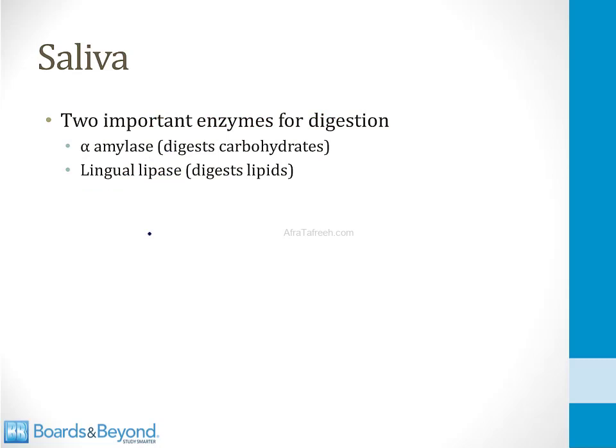There are two important enzymes for digestion that are found in saliva. The first one is alpha amylase, which helps to digest carbohydrates. Amylose is a starch and is a carbohydrate, so amylase digests starch or carbohydrates. And then also found in saliva is lingual lipase, which helps to digest lipids.